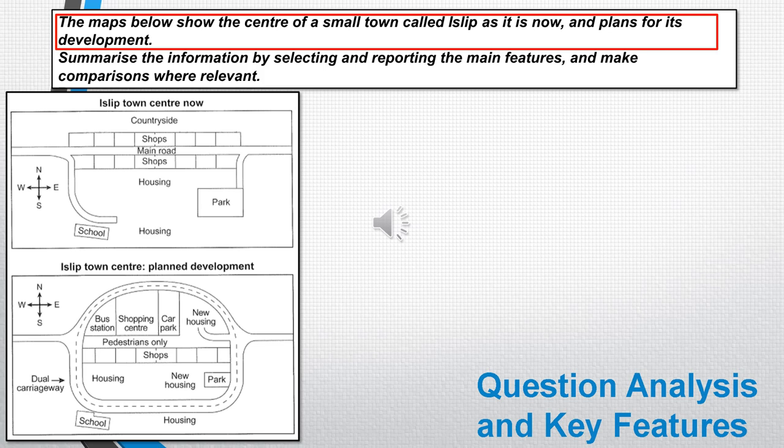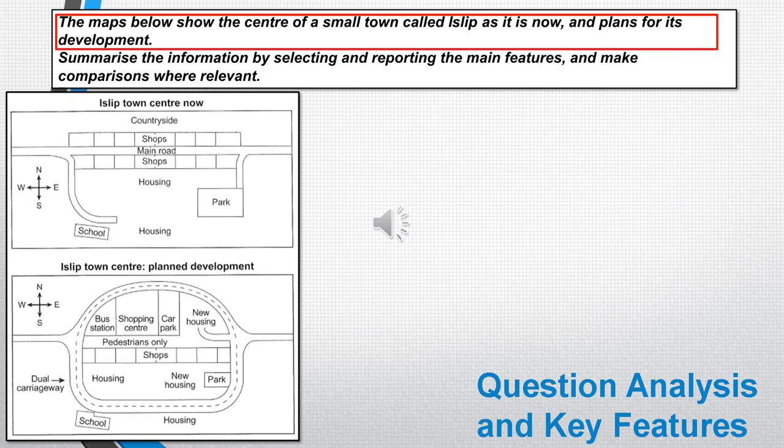So we should always pay attention to the labels and how the map is labeled. So we've got in the first map, we've got countryside in the north of the town centre. We've got a main road running through the middle. We've got two rows of shops, a park, a school, and housing as well. And in the second map, well, there's been a lot of changes. We've got a bus station, shopping centre, car park, new housing, pedestrian-only road, and a large road going around the town centre.